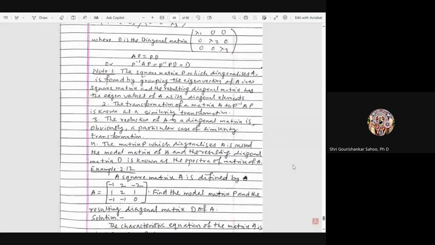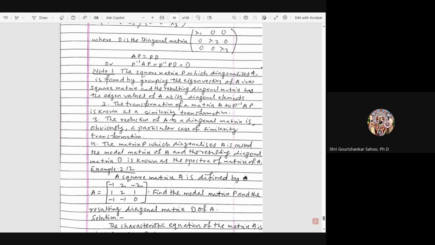The square matrix P, which diagonalizes A, is found by grouping the eigenvectors of A into a square matrix, and the resulting diagonal matrix has the eigenvalues of A as its diagonal elements. The transformation of matrix A to P inverse AP is known as a similarity transformation. The reduction of A to a diagonal matrix is obviously a particular case of similarity transformation. The matrix P, which diagonalizes A, is called the modal matrix of A, and the resulting diagonal matrix D is known as the spectral matrix of A.